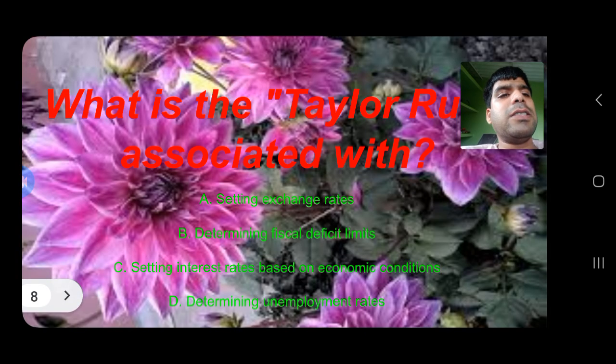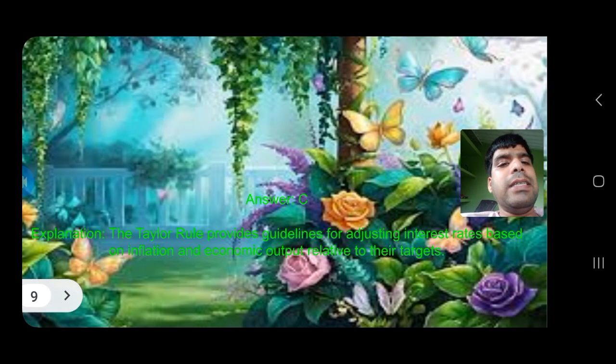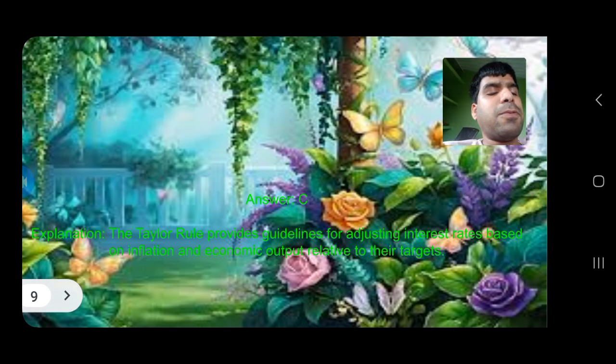And the next question is, what is the Taylor rule associated with? And the options: option A, setting exchange rates, option B, determining fiscal deficit limits, option C, setting interest rates based on economic conditions, and option D, determining unemployment rates. And the correct answer is option C. The Taylor rule provides guidelines for adjusting interest rates based on inflation and economic output relative to their targets.